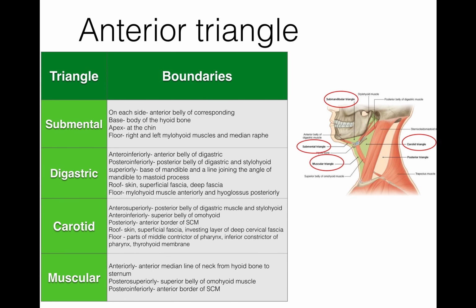And now we'll move on to look at the subdivisions of the anterior triangle. So first there is the submental triangle. On each side there is the anterior belly of the corresponding digastric muscle, and the base of the triangle is formed by the body of the hyoid bone, and the apex lies at the chin, and the floor of the triangle is formed by the right and the left mylohyoid muscles and the median raphe uniting them.